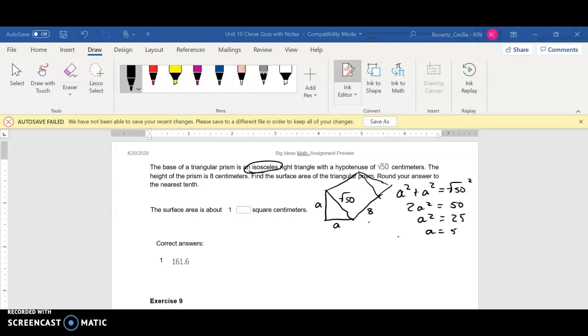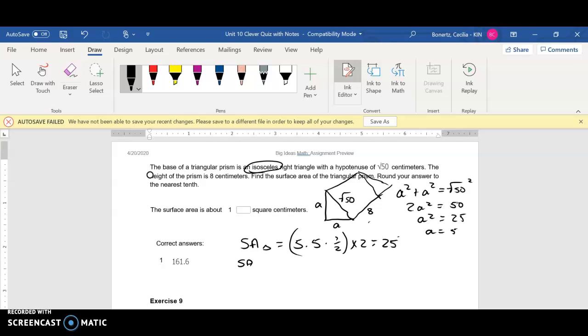So the first thing I want to do is find the length of A. So I've got A squared plus A squared. This would be B squared, but they're the same thing, equals the square root of 50 squared. So I'm going to solve that equation, and I find that A equals 5. So once I know that A equals 5, I can start working on the surface area. So the surface area is going to be the area of the triangles. So 5 times 5 times 1/2, because it's a triangle, but times 2 because there's 2 of them. So that's going to end up just being 25.